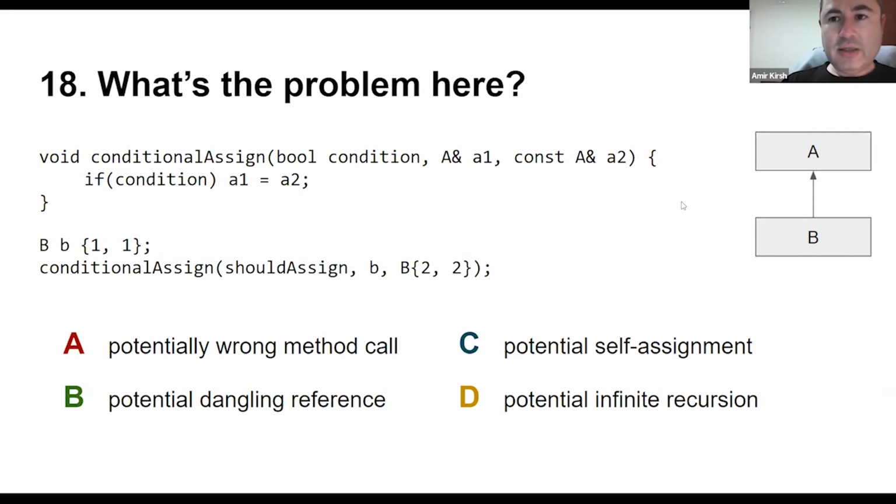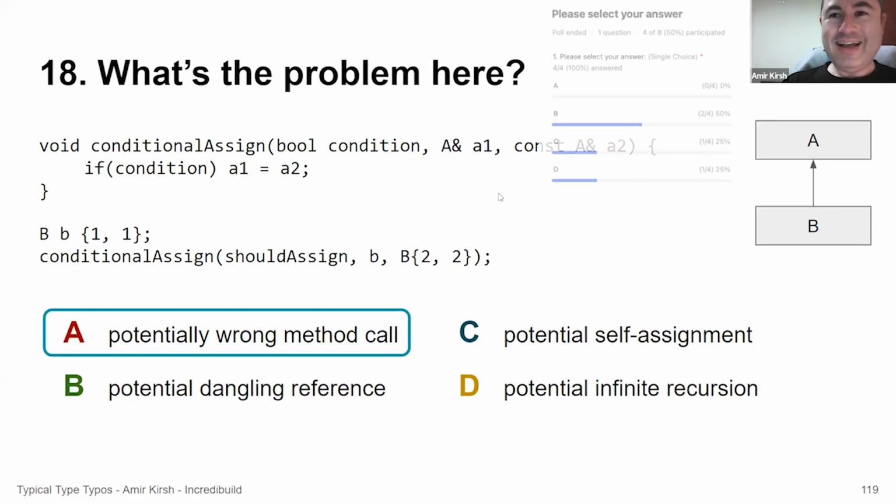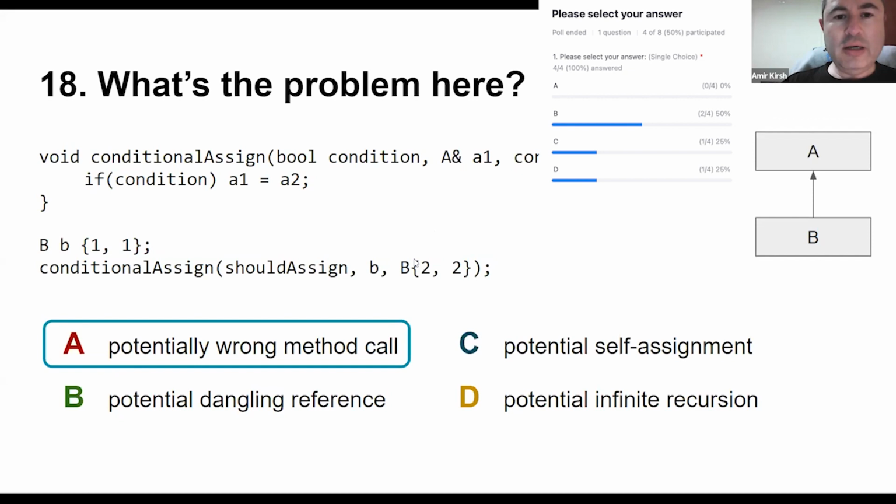And the results, nobody says A. Most of you say B, but there are votes also for C and D, and the answer is A. The answer is A because the potentially wrong method call here is that when we call the assignment and we think that we call assignment of B, it might be that we call assignment of A. I mean, most probably we call assignment of A.